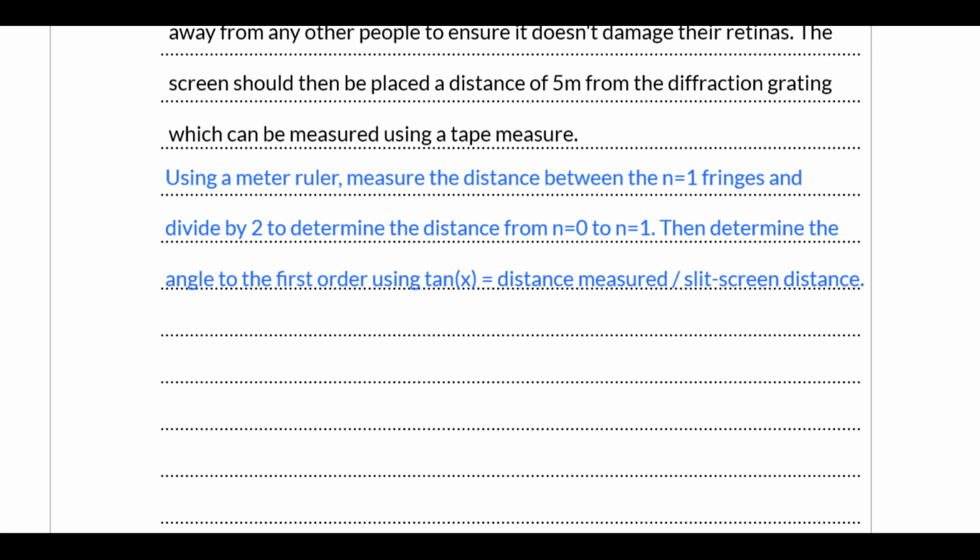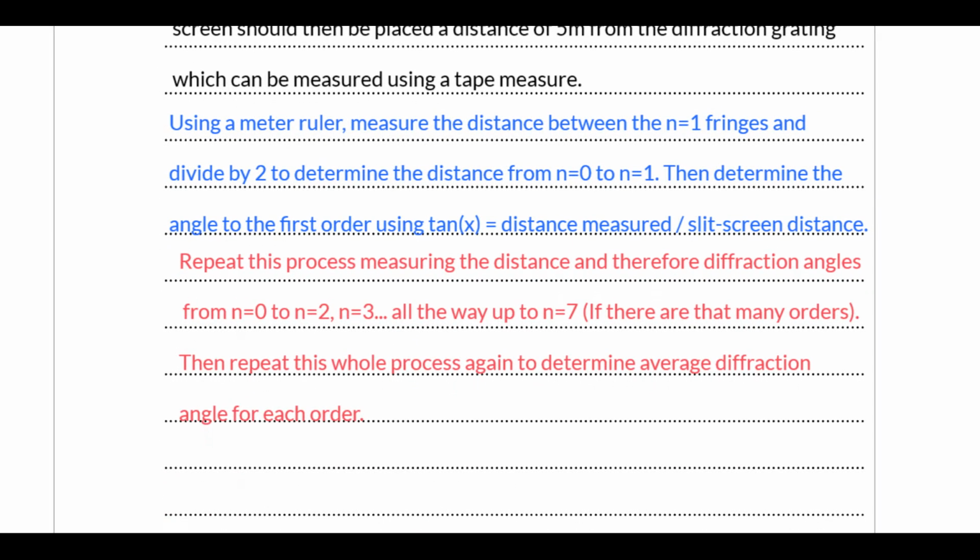Okay, so that's what we've got here. So we're going to repeat that whole process for the other orders. So for n equals 2, 3, up to 7 if there are that many orders, and then do the whole investigation again. So we've got average diffraction angles for each order.